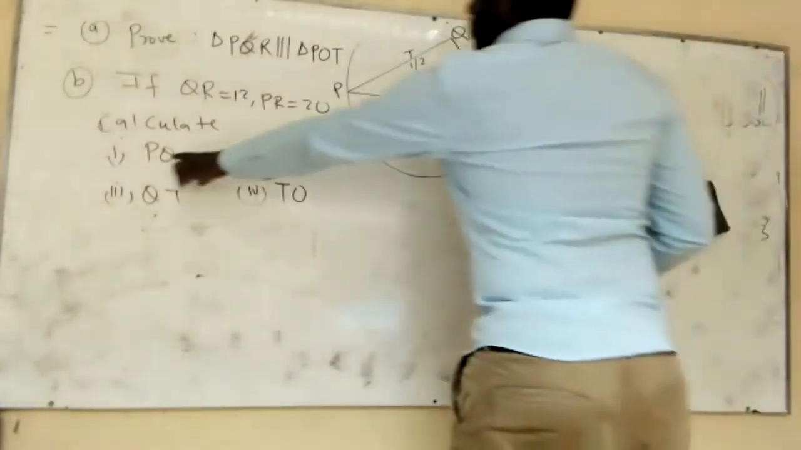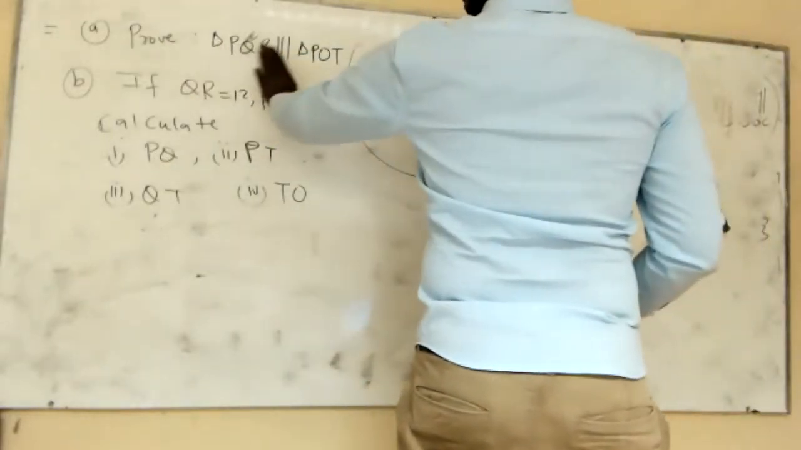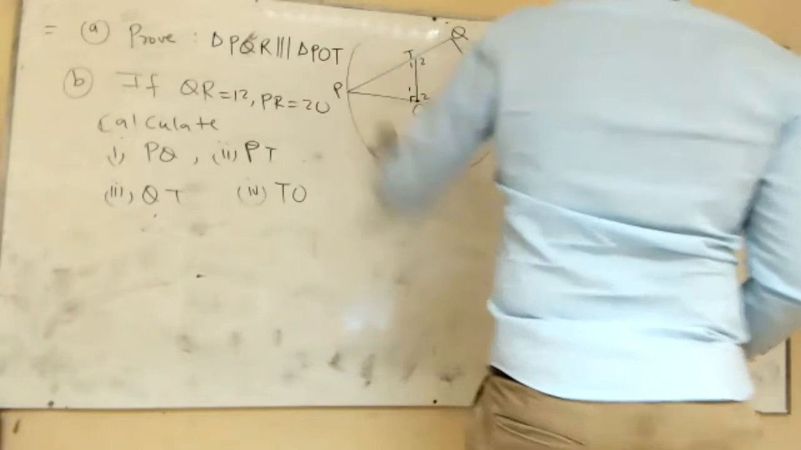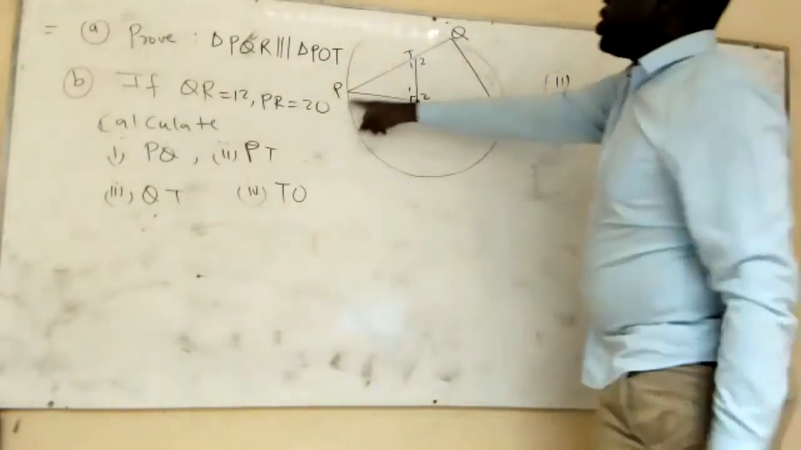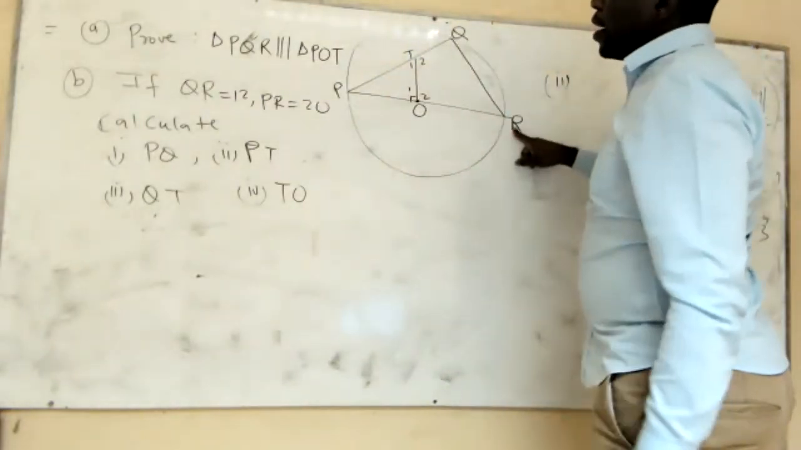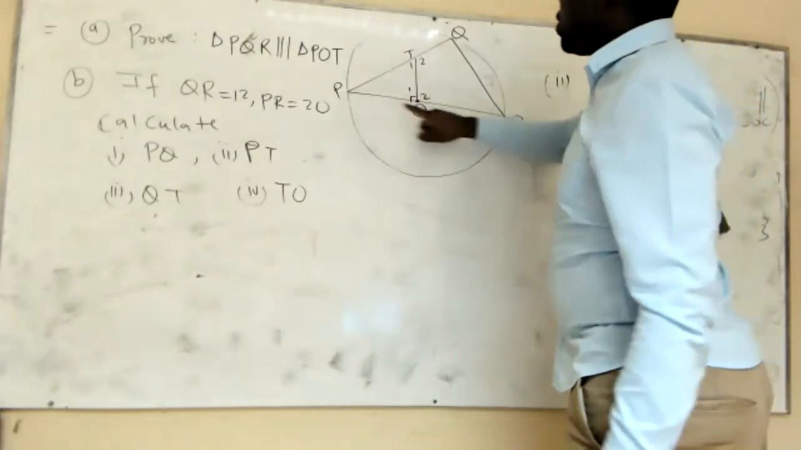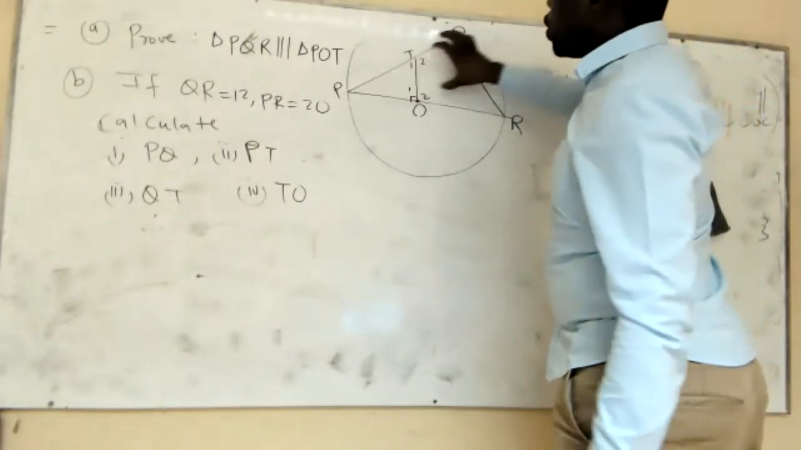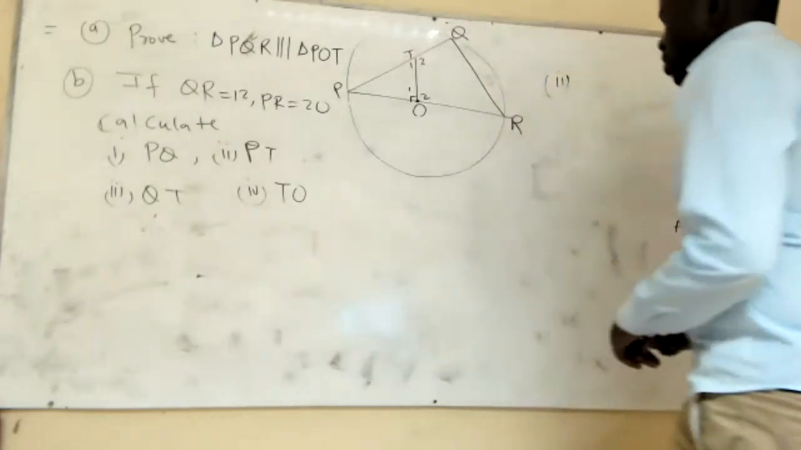So now, on the first one, we say prove that triangle PQR is similar to triangle POT. So PQR and then triangle POT, the smaller one. So we want to prove if they are similar to each other.